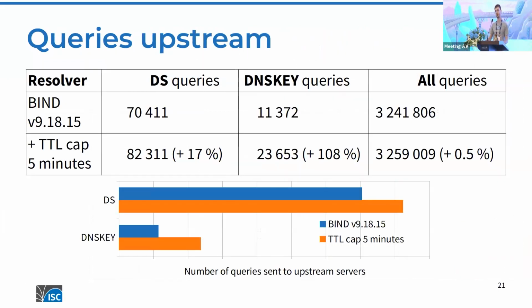Another angle to look at it is the number of queries sent to the authoritative servers. So maybe we are hammering authoritative servers too hard now, but it turns out that it's not really the case. In absolute numbers, the number of extra queries was 12,000, which is just peanuts if you look at the big picture. The overall increase in the number of queries sent to the authoritative servers was just 0.5% of the total volume, which is basically drowning in the noise.